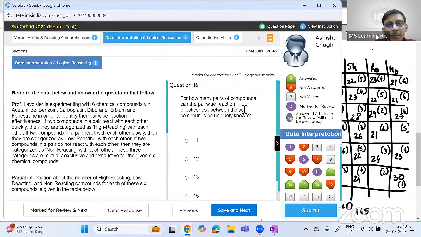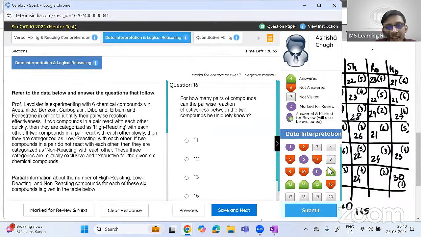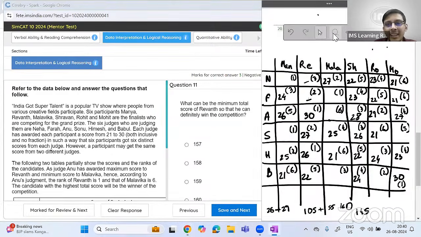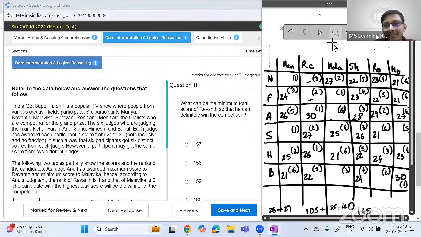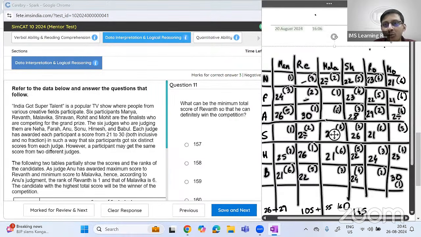Okay, now for how many pairs of compounds can the pairwise reaction between the two compounds be uniquely, sorry, which one is this? Okay, we've completed this set. I think the first question I'll still keep aside. It might take time. Of course, I'm taking a lot of time to solve and explain. This should have taken less time. Let's move on to the next one.